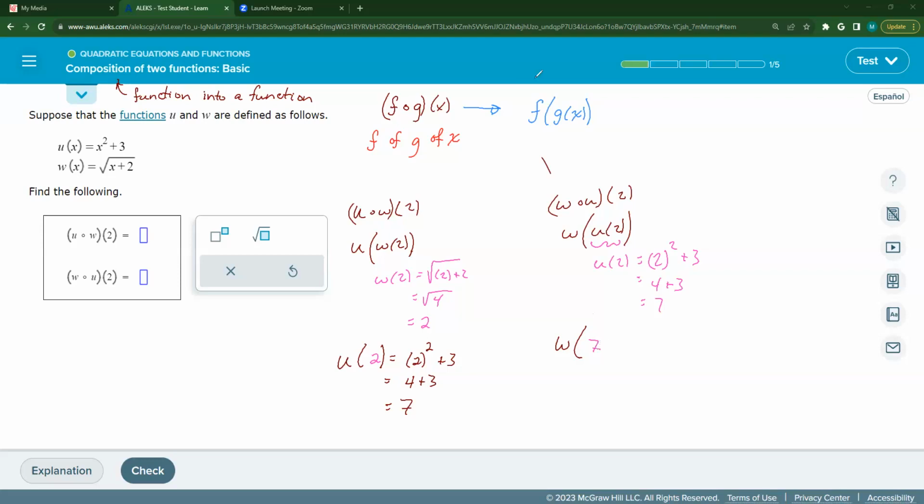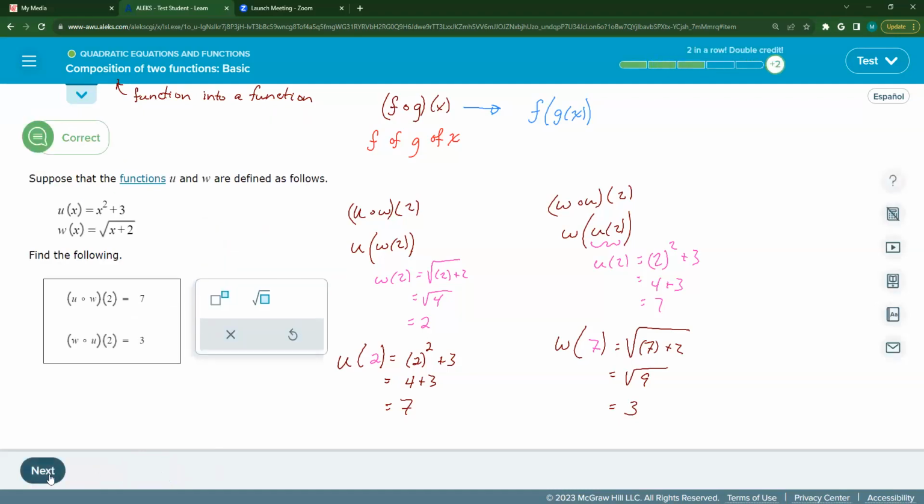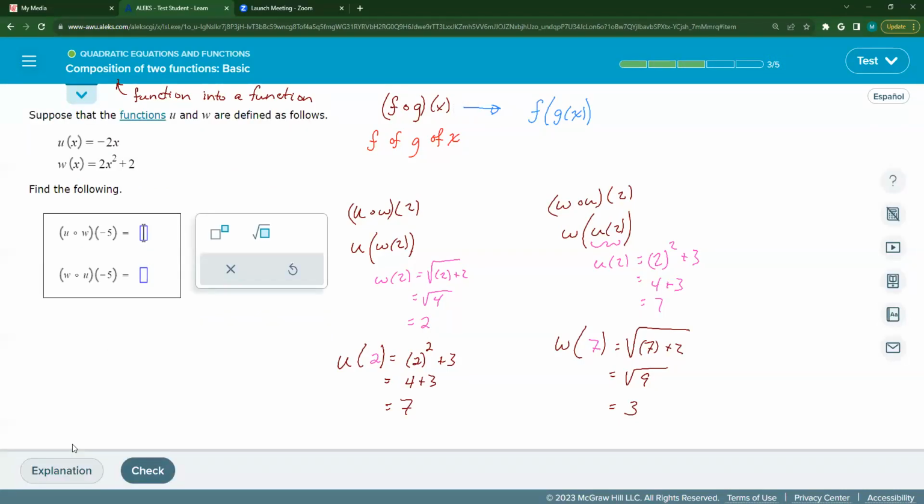So I'm going to plug that in. W of 7. Erase my extra straight line. And then I get back to line. W of 7 is going to be the square root of 7 plus 2, which is the square root of 9, which is 3. All right, typing those in, should have 7 and 3. Check my answers. And we're good with this one. We're going to get another one, and then we should hopefully be done with these.